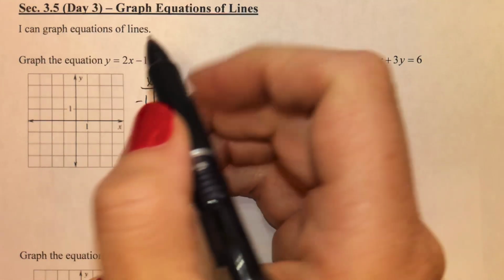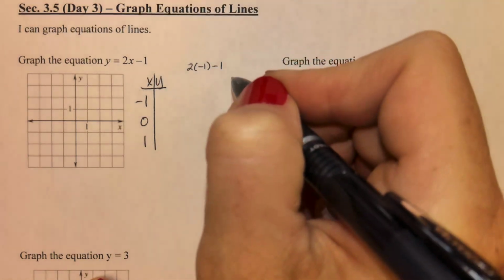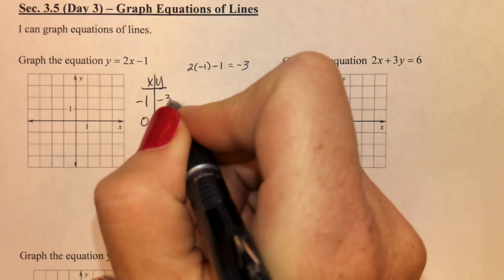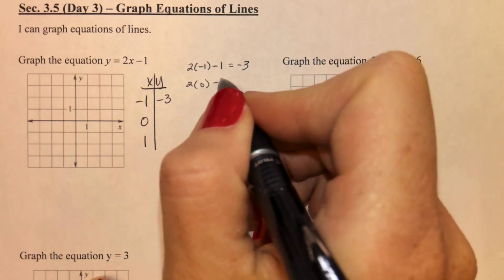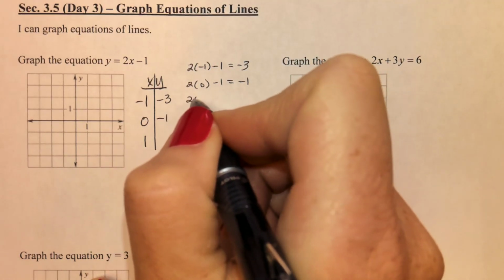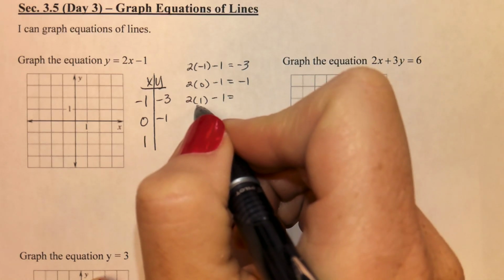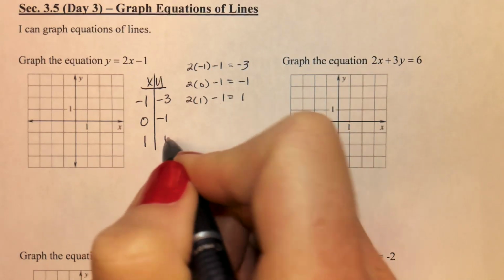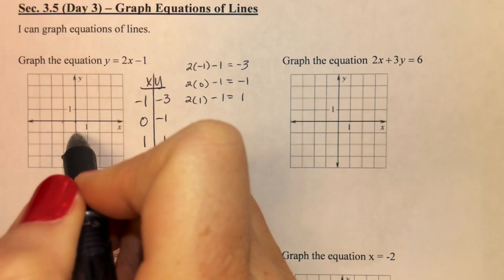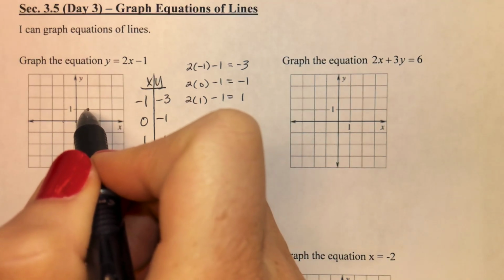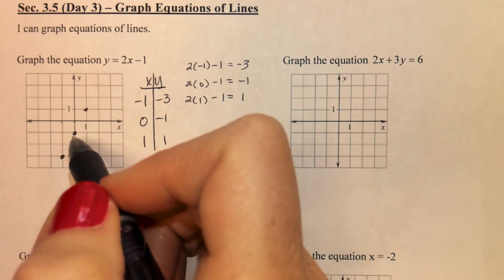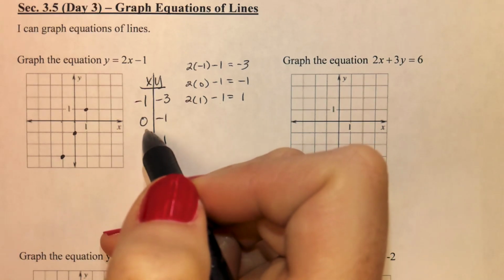So if I plug negative 1 in there, 2 times negative 1 minus 1, that'd be negative 2 minus 1, so negative 3. If I put a 0 in, 2 times 0 minus 1, so 2 times 0 is 0 minus 1, which would be negative 1. And then if I put a 1 in there, 2 times 1 is 2, minus 1 is 1. And then we'll just plot those, so negative 1, negative 3, 0, negative 1, and 1, 1. And when you get done, kind of duh here, but they should make a line. So make sure that your dots are in a line, otherwise go back here and check your math.